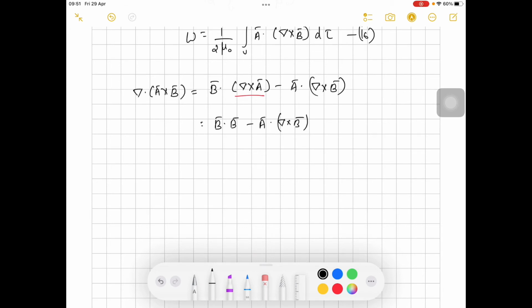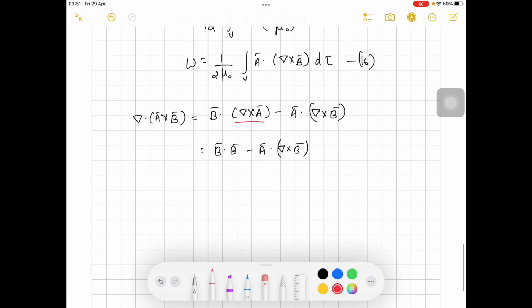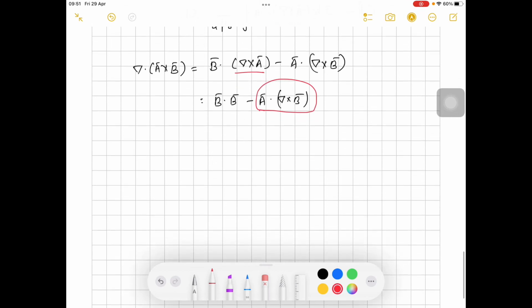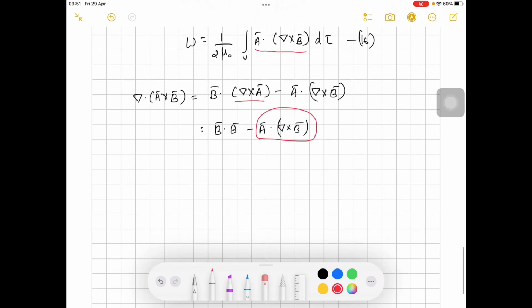And look at this. There is a term inside our bracket, A dot del cross B. So you have to write A dot del cross B from this equation, and you will get that. Take A dot del cross B to the left, so it will be plus A dot del cross B. B dot B is nothing but B square, and take del dot A cross B to the right, then it will be minus del dot A cross B.